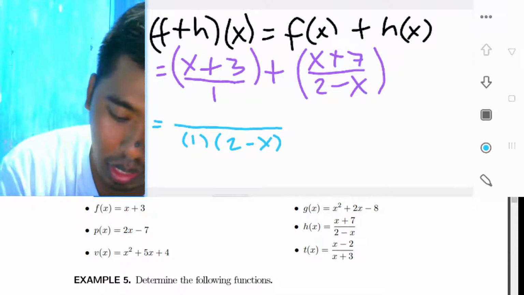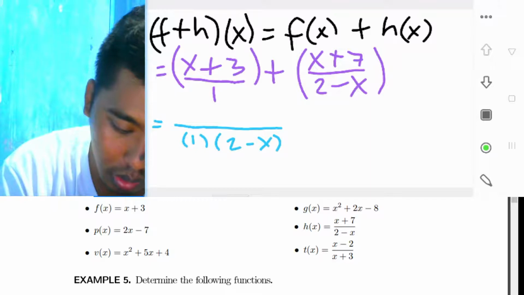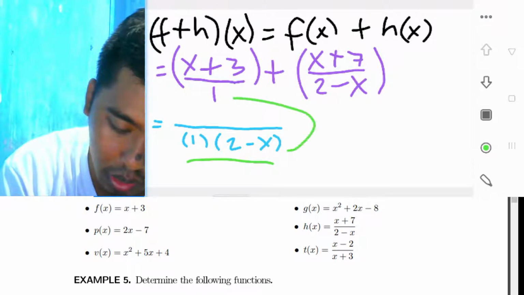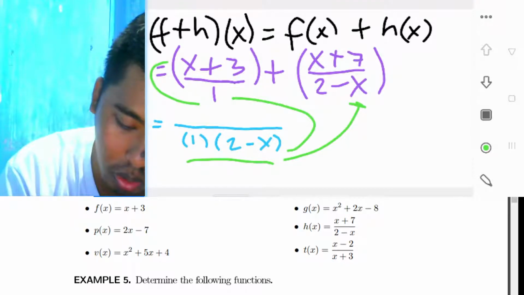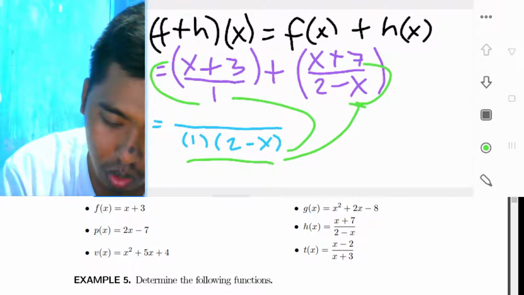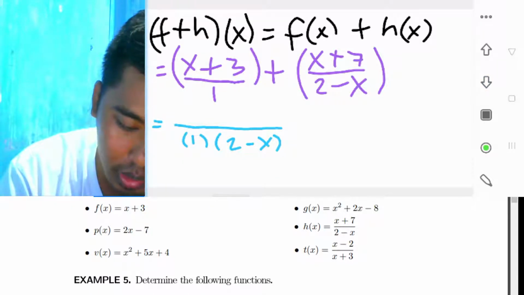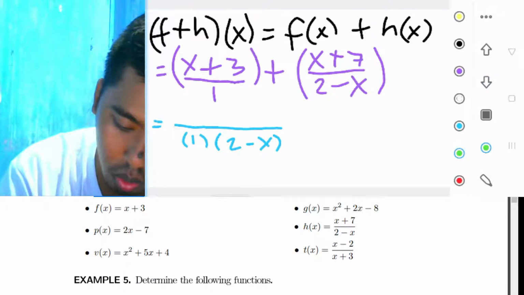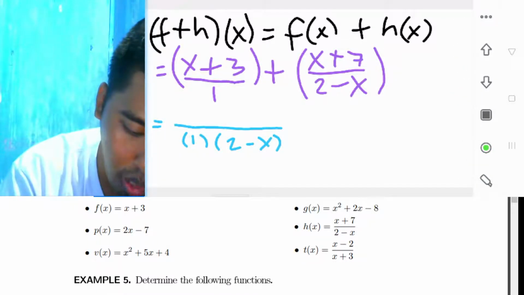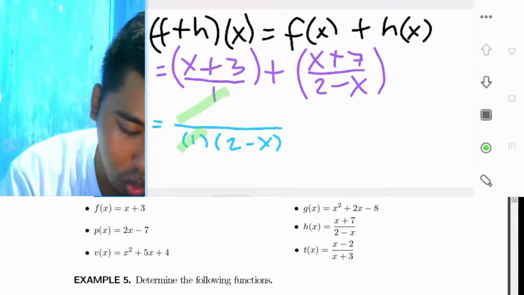Okay, so what we will do is divide the LCD by the denominator, then multiply by the numerator. So, 1 and 2 minus x divided by 1. So this will cancel out the 1. Right? It cancels out. So what remains is 2 minus x. Okay? So because 2 minus x remains, we multiply it by the numerator, which is x plus 3.